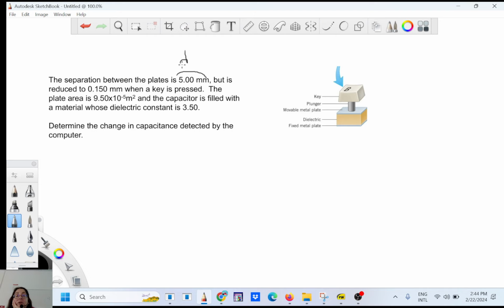Okay, so first you translate 5 times 10 to the negative 3. So D1, you push, now it's going to be D2. The area is not going to change. Okay, you are changing the geometry by changing D, and the dielectric constant is K.